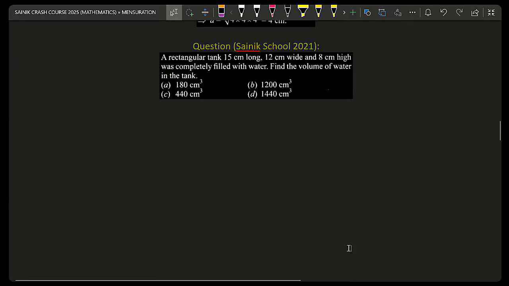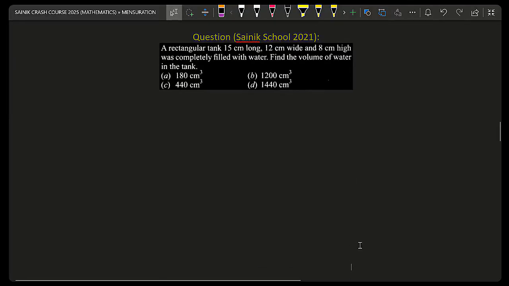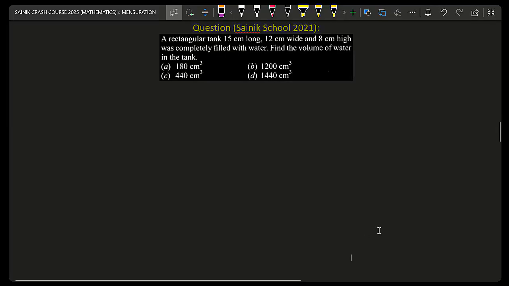Next question came in the 2021 paper. A rectangular tank 15 centimeters long, 12 centimeters wide, and 8 centimeters high was completely filled with water. Find the volume of water in the tank. Simple question. So who is going to answer?